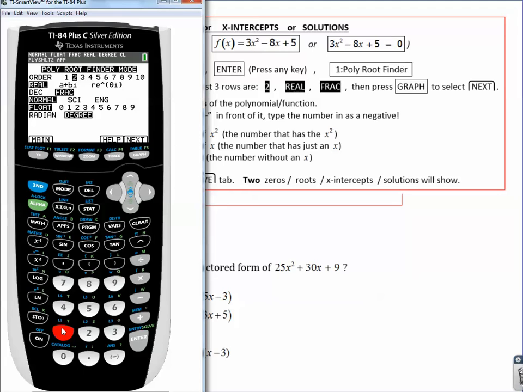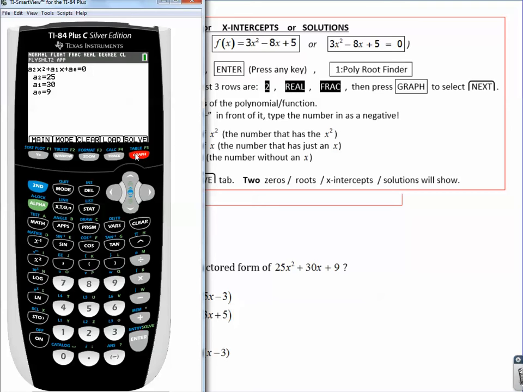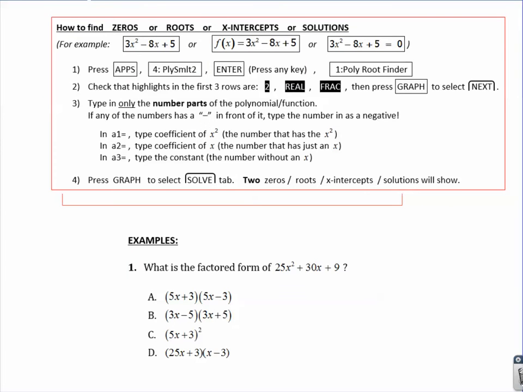Make sure your calculator has this the same: 2, real, fraction, normal, float, degree, and then press next. Now we need to figure out what to put in for a sub 2, a sub 1, and a sub 0. If we look at our form here, a sub 2 belongs to our x squared, a sub 1 belongs to our x, and a sub 0 is our constant term. So we can find those in our problem.